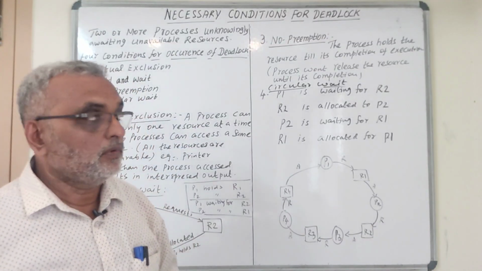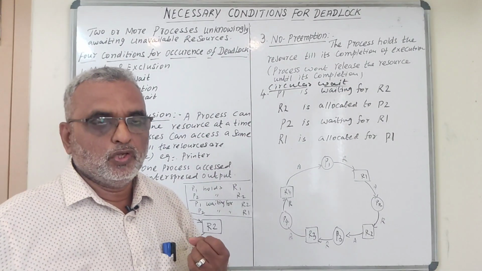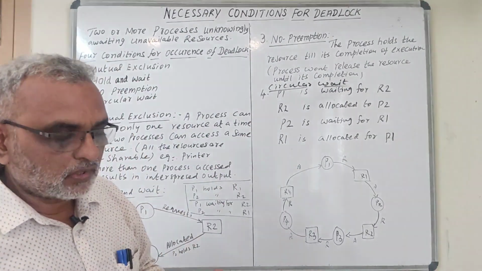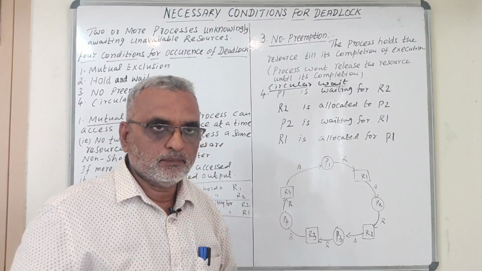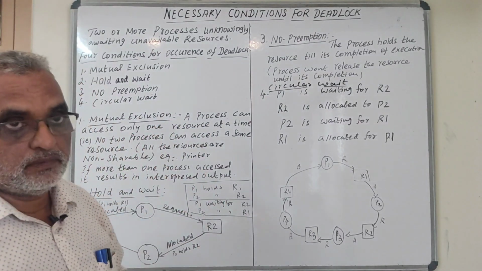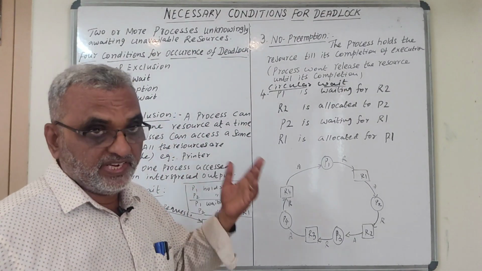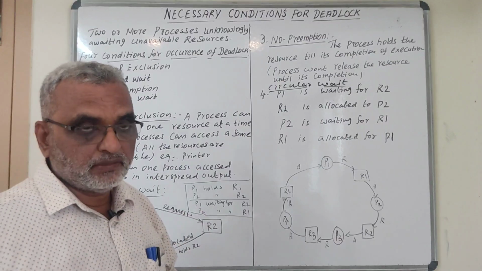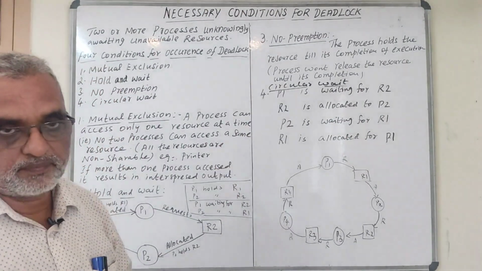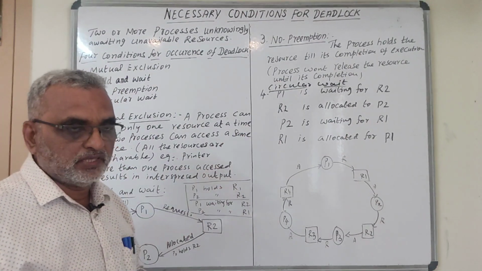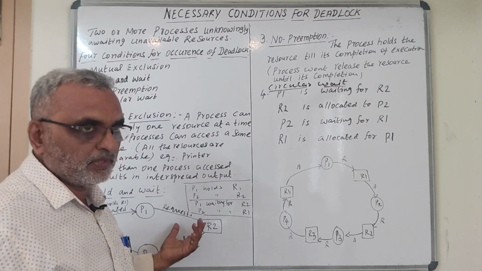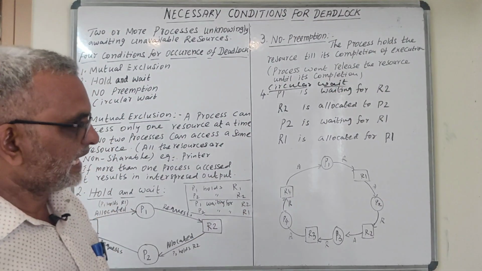So in this video, we have discussed what deadlock is and what the necessary conditions for deadlock are: mutual exclusion, hold and wait, no preemption, and circular wait, and explained all these conditions with examples and suitable diagrams.